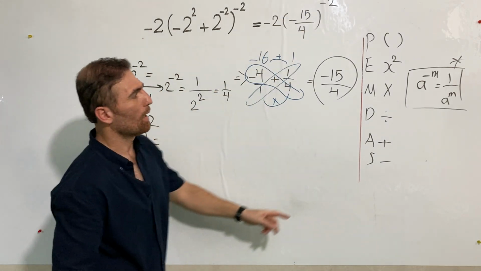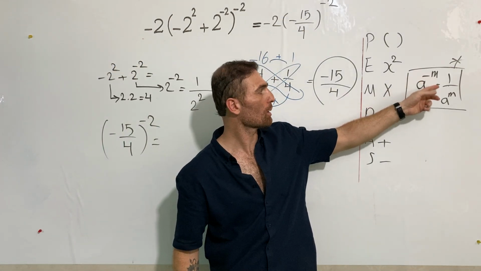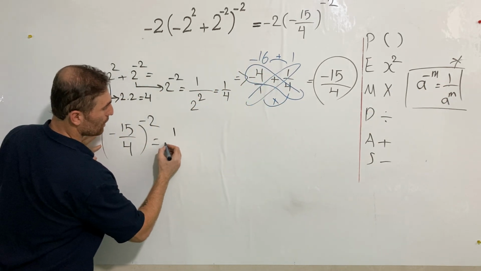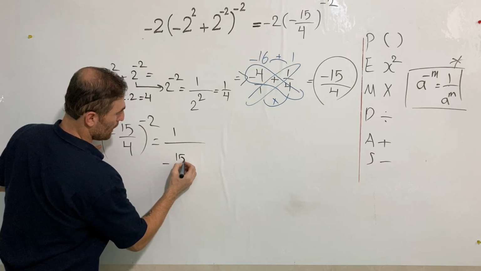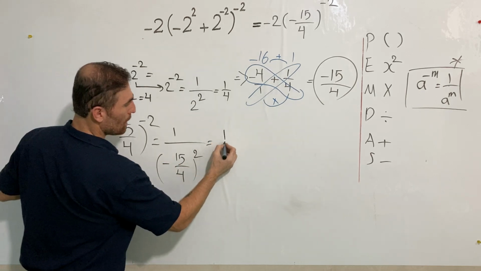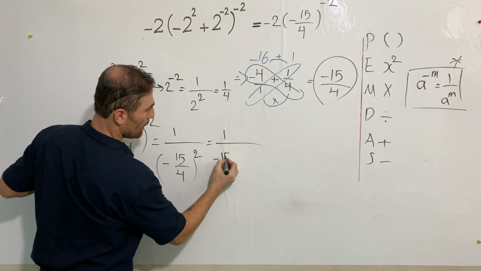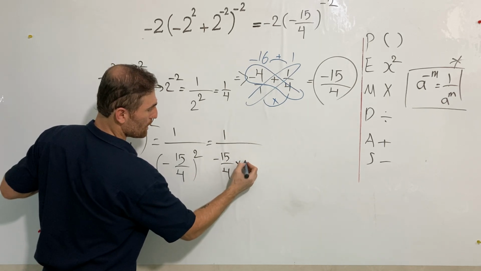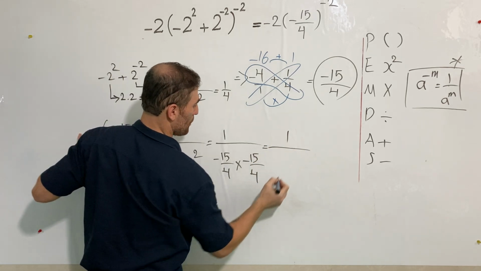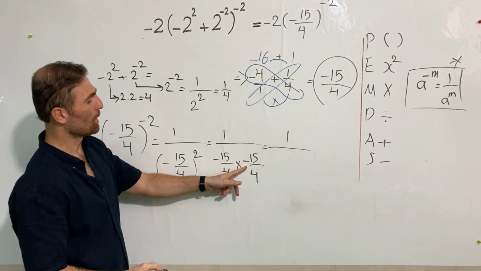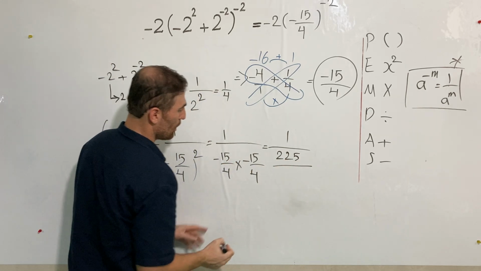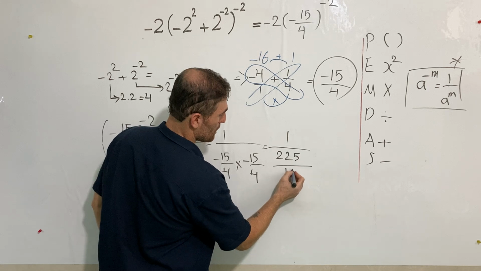What is this? A raised to the power of negative m is 1 over a to the power of m. So it's going to be 1 over negative 15 over 4 raised to the power of 2, which means 1 over negative 15 over 4 times negative 15 over 4. So negative times negative is positive. 15 times 15 is 225. 4 times 4 is going to be 16.